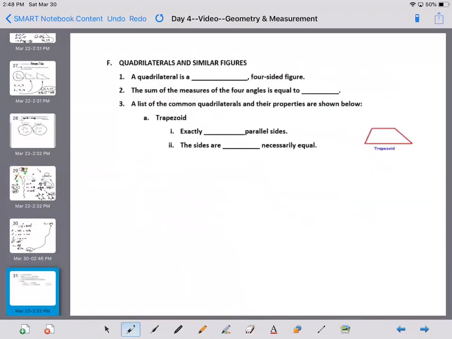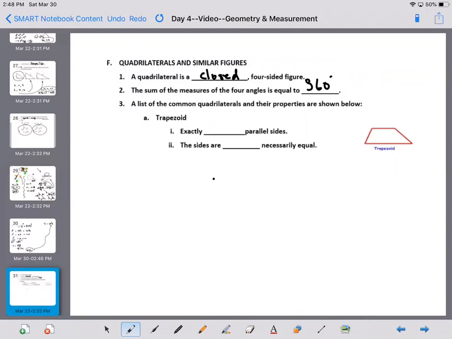All right, and then looking at quadrilaterals and similar figures. A quadrilateral is, again, a closed four-sided figure where the sum of the measures of the angles is 360 degrees. So all the angle measures inside would add up to 360 degrees.